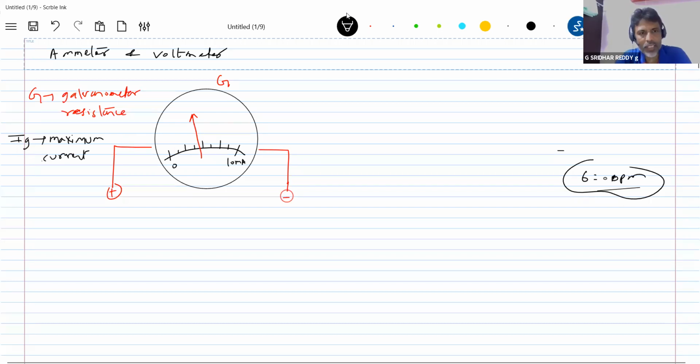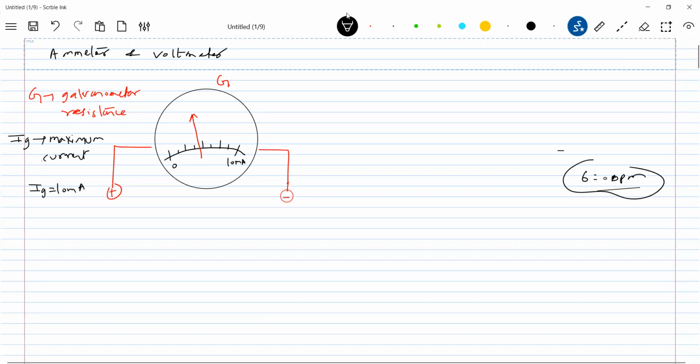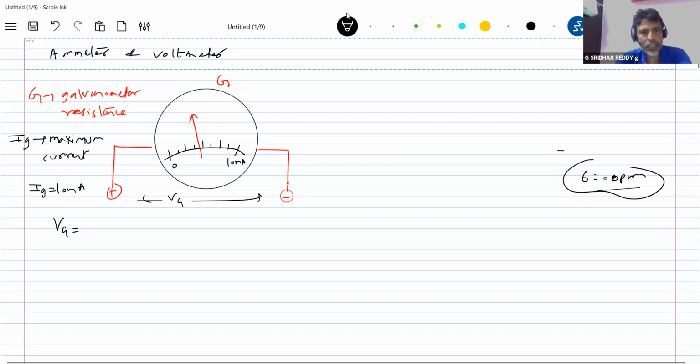So how to find the Ig value? Looking at the scale, the maximum permitted value of current to the galvanometer will be mentioned. The maximum is 10 milliampere. So we can put Ig equal to 10 milliampere. Can we measure the voltage? So what is Vg equal to? Let's assume a galvanometer usually has a resistance of 100 ohm. Vg equals Ig into G, so this will be 10 into 10 to the power of minus 3 into 100, which is 1 volt.